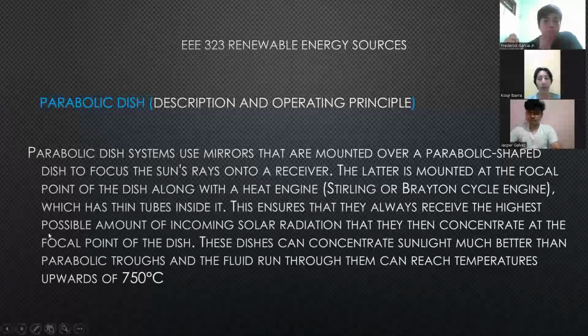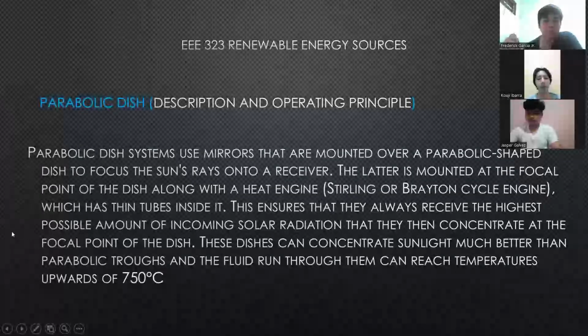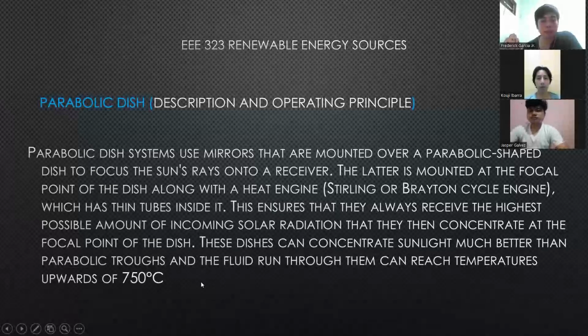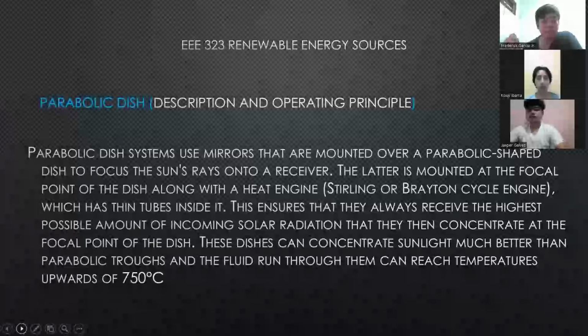So these dishes can concentrate sunlight much better than the parabolic troughs, and the fluid run through them can reach temperatures upwards of 750 degrees Celsius. Thank you. Now, for parabolic dishes, the principle of operation stays the same, wherein they focus the sunlight into a liquid which heats it up and powers a steam turbine.